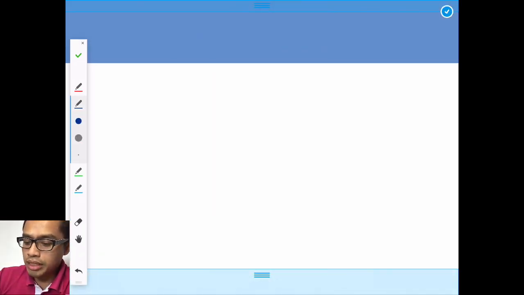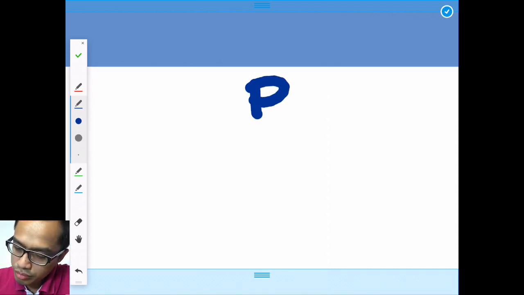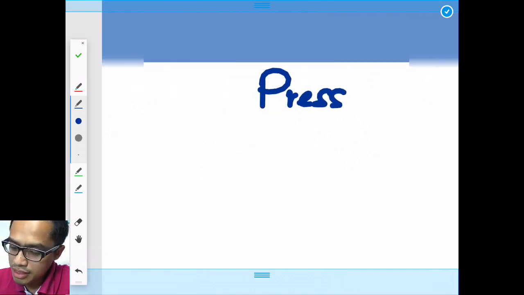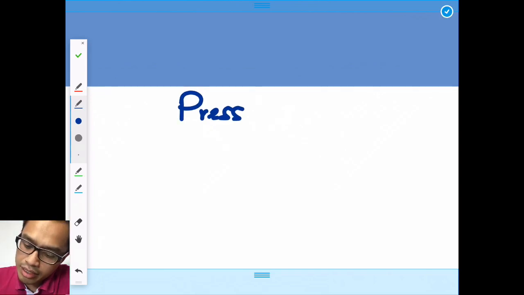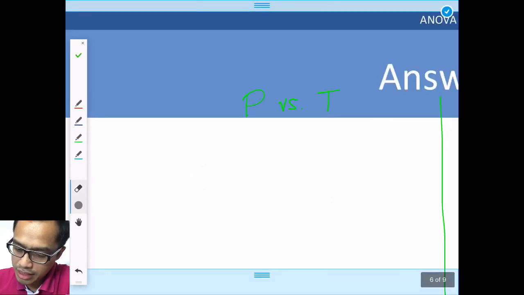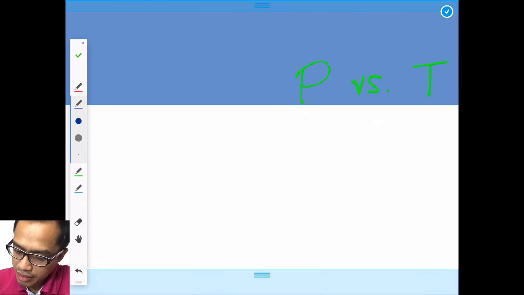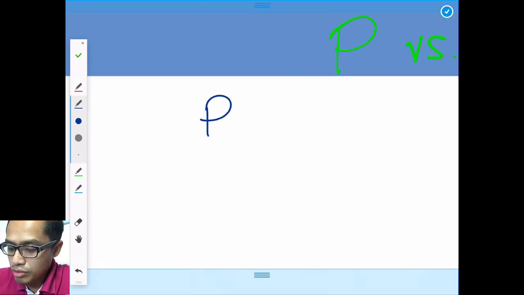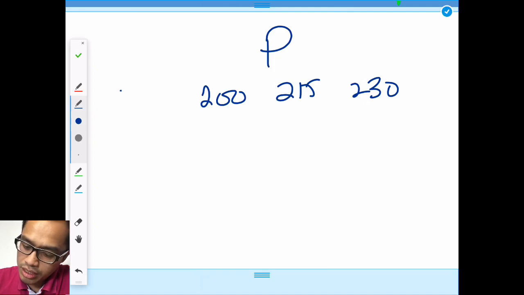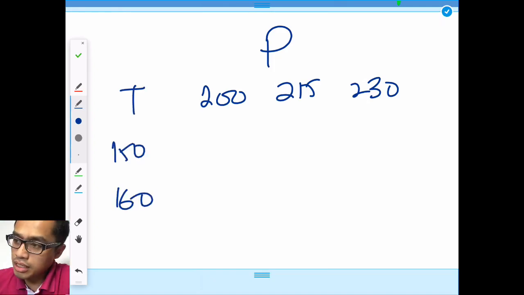Because we are going to do pressure against temperature, my table will be something like this. Make it smaller. Pressure, and I write here too. Not enough space then. Okay, let's delete this, make it bigger. Here P: 200, 215, 230. This will be your T: 150, 160, 170. So I'll take the one there inside.